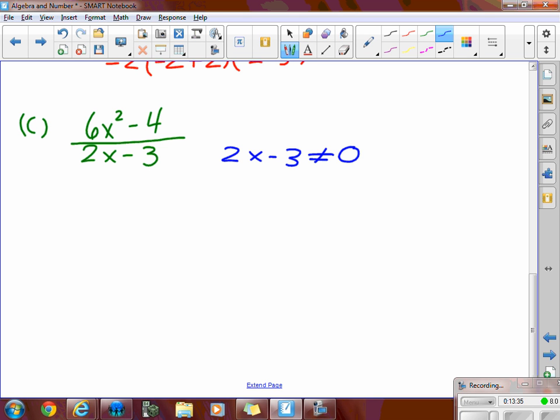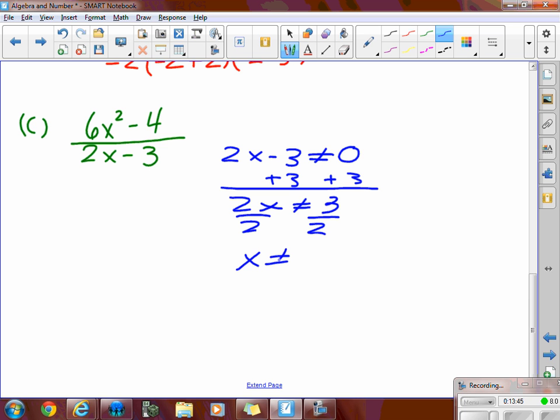How do I start solving for x? Add 3. So 2x can't be 3. Divide by 2. X is not allowed to be 3 halves. There is my restriction. Is 0 a restriction at all here?